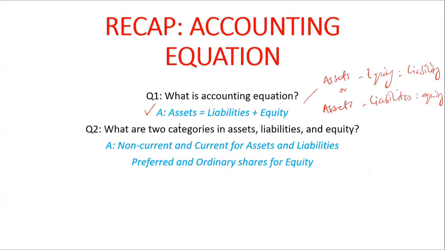If someone asks you what the accounting equation is, your answer should be assets equal to liabilities plus equity. Then what are the two categories in assets, liabilities, and equity? In assets and liabilities, you would have a current and a non-current portion. And then in equity, generally speaking, you would have preferred and ordinary stock or shares. Ordinary shares are also commonly known as common stock.